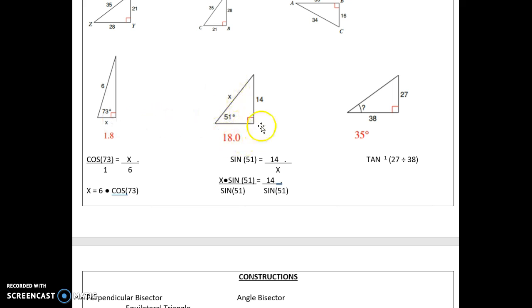The other process that you could have is if you have the angle measure, this time you have the opposite, and you have the hypotenuse, so you're comparing the sine. So the sine of the angle measure, we know the angle measure is 51. The opposite is 14. The hypotenuse is x.